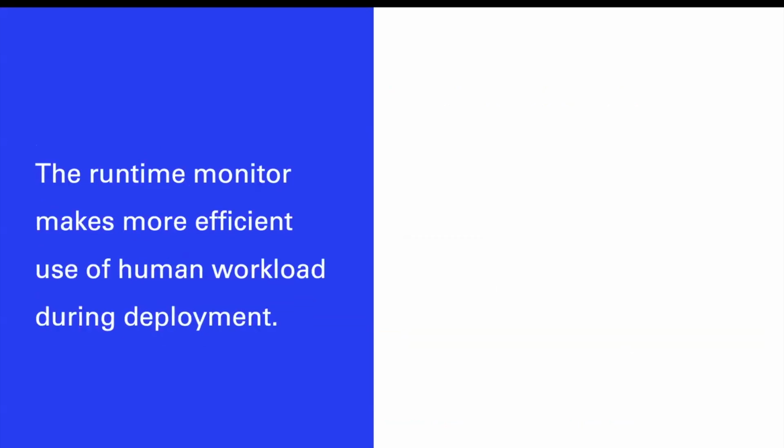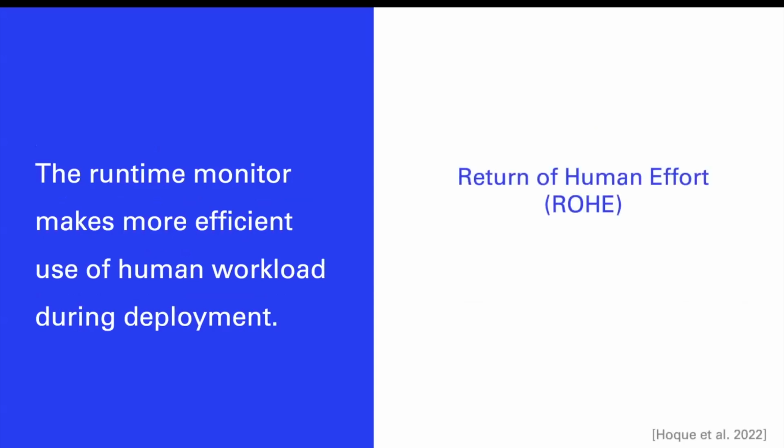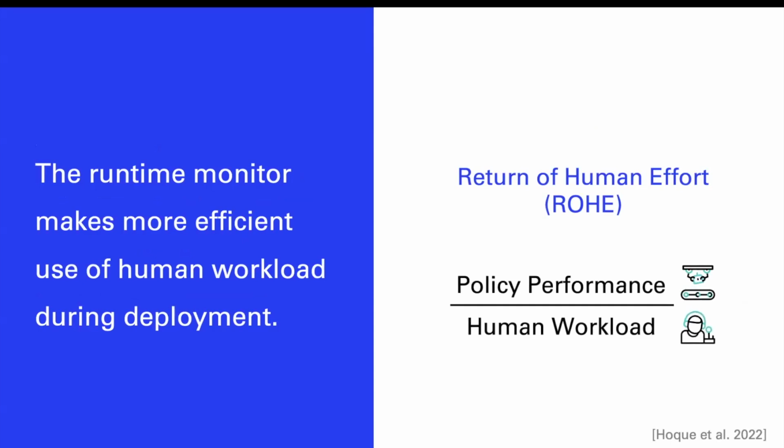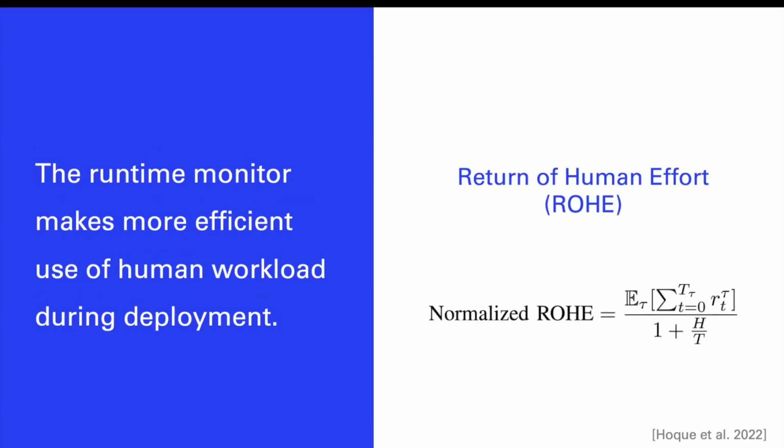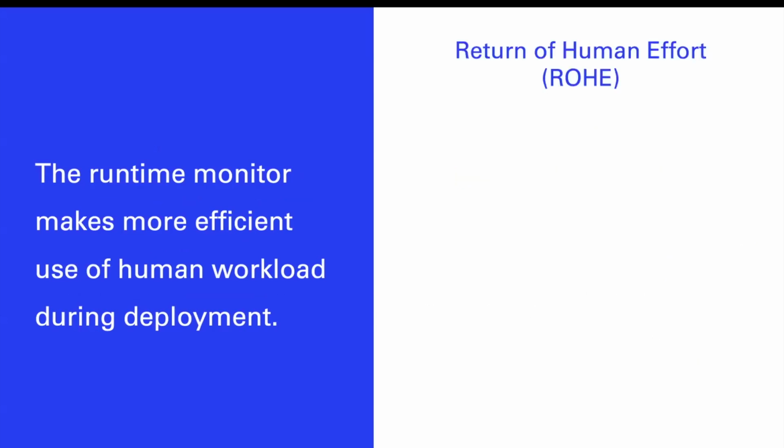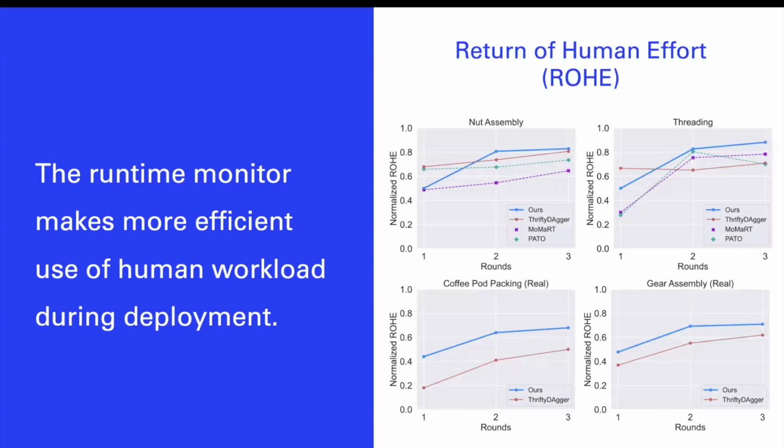We also evaluate whether the runtime monitoring system makes efficient use of human workload during deployment. Intuitively, we want the system to engage the human operator precisely when it is the most necessary. We measure the return of human effort, inspired by our prior work, Fleet-DAgger. This measures the ratio of policy performance over human workload. The policy performance is formulated as the expected return of the policy, and the human workload as the human intervention ratio. The increasing return of human effort plot shows that our runtime monitoring system makes more efficient use of human workload during deployment.